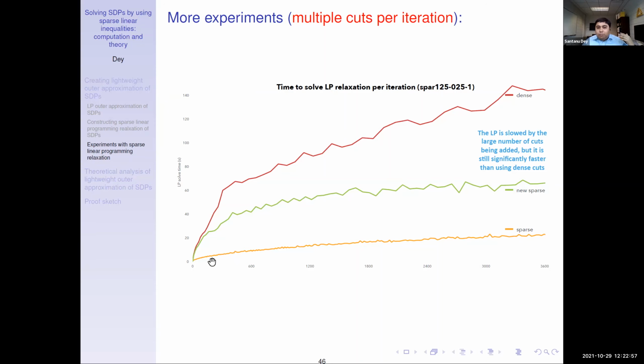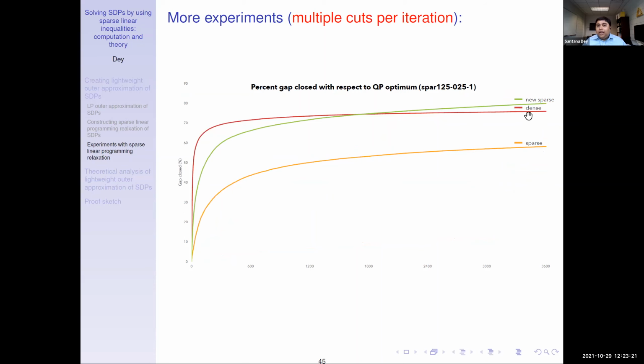If you just use one sparse cut at a time, of course, the LP runtime basically doesn't increase. When you add multiple cuts, you get something in between. But it seems that this also kind of stabilizes. So even though you add multiple sparse cuts each iteration, the runtime of these LPs doesn't increase as much as with the dense cuts. So things remain in control, and that's why you see this behavior.